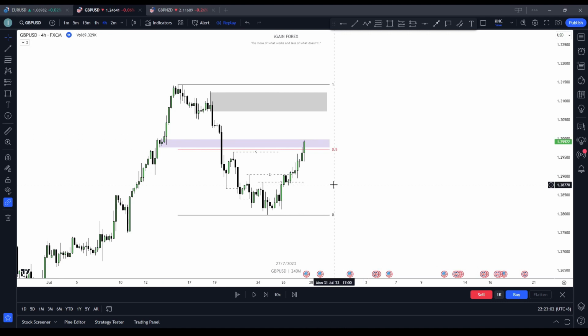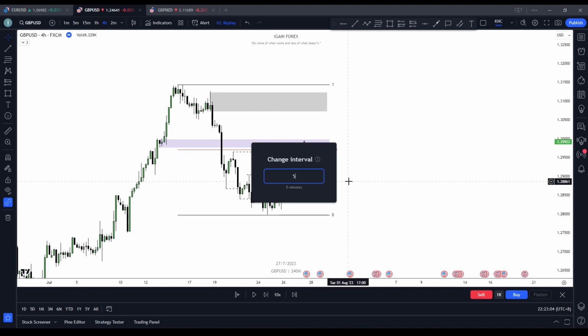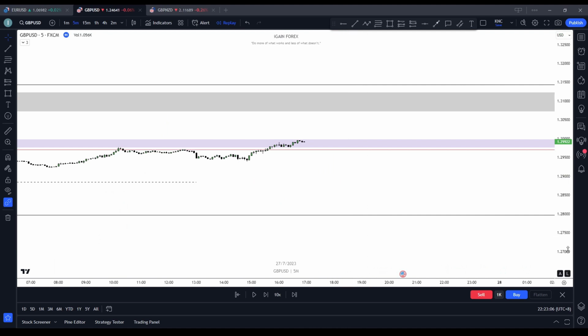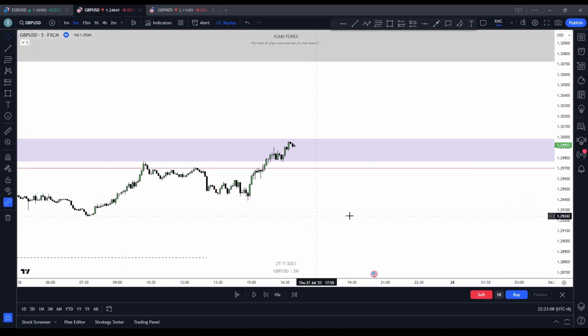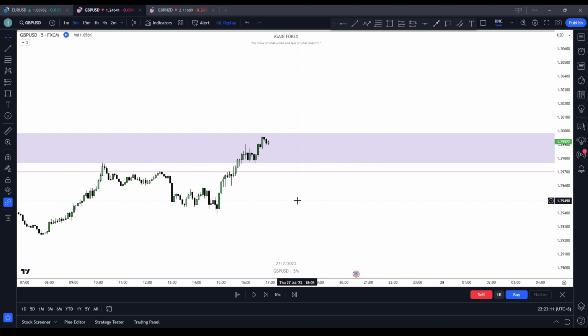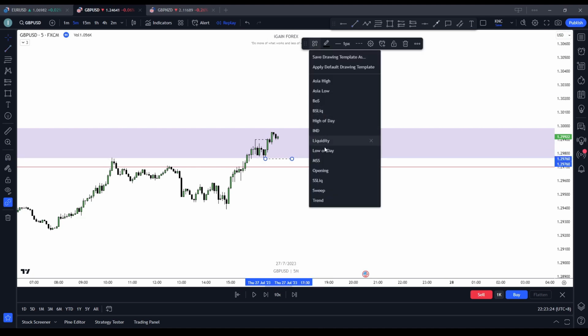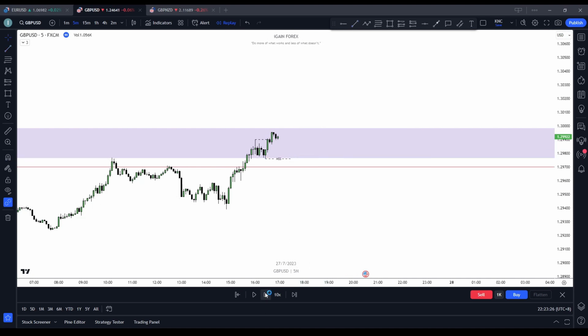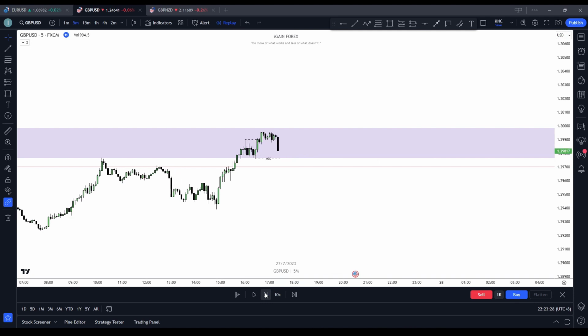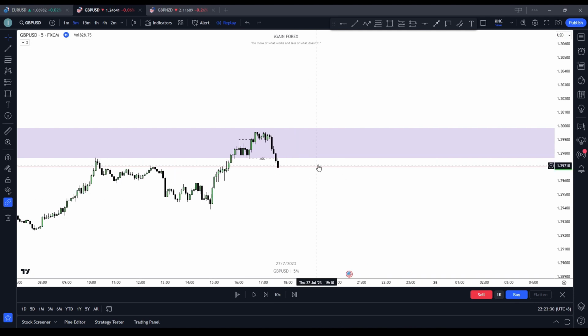We go down to 5 minutes time frame. Okay, we are now on our 5 minutes time frame. We are going now to wait for a market structure shift to happen. See here. So I will be waiting for a market structure shift around this, below this area. Okay, so there you have it. We have a market structure shift.